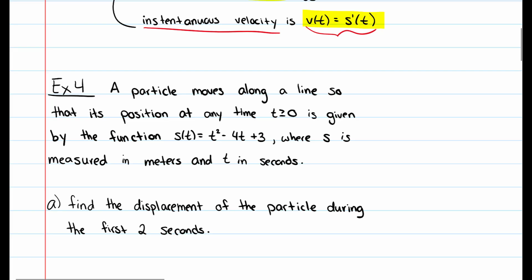In example 4, we're going to look at a particle that moves along a line so that its position at any time t, when t is greater than or equal to 0, is given by the function s(t) = t² - 4t + 3, where s is measured in meters and t is in seconds.